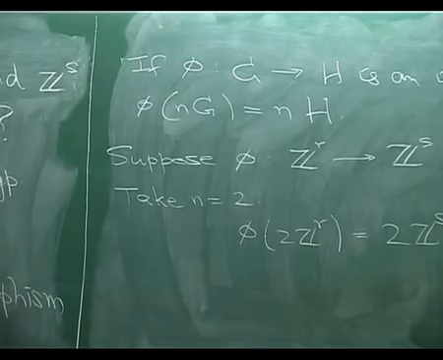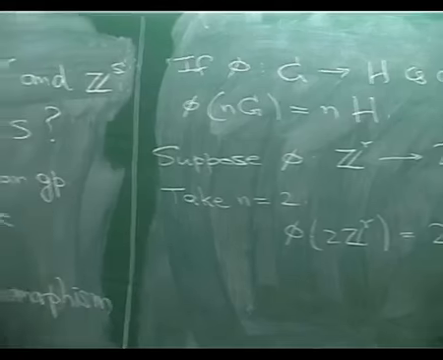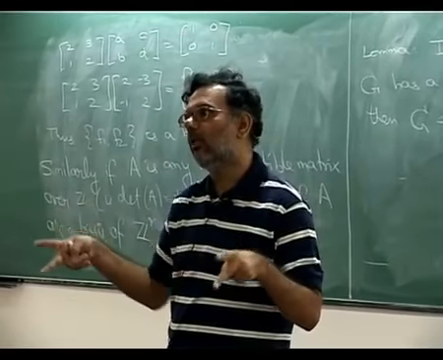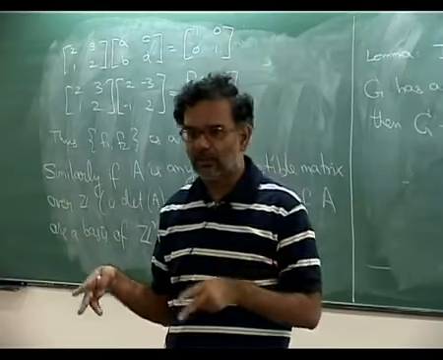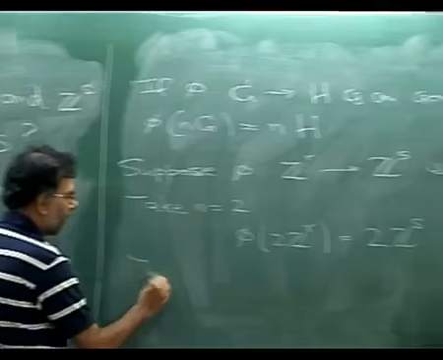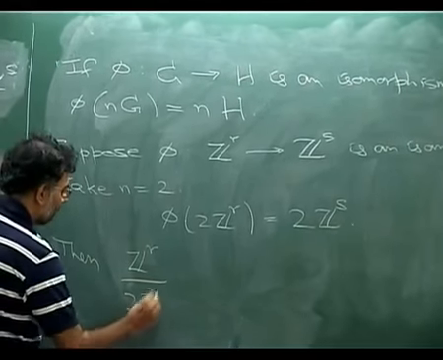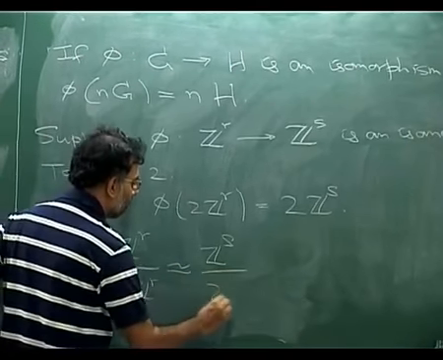Now if I have an isomorphism from G1 to G2 which takes H1 to H2, then the quotients will also be isomorphic. This is an abelian group, so everything is a normal subgroup. So I claim that then Z to the R mod 2Z to the R will be isomorphic to Z to the S mod 2Z to the S.